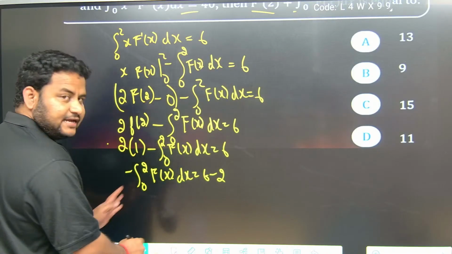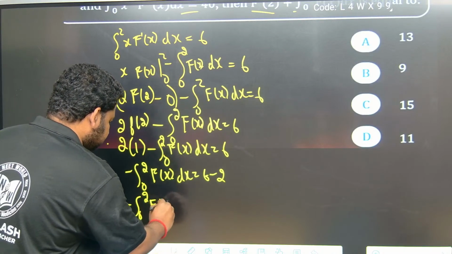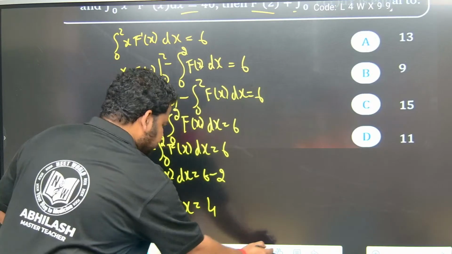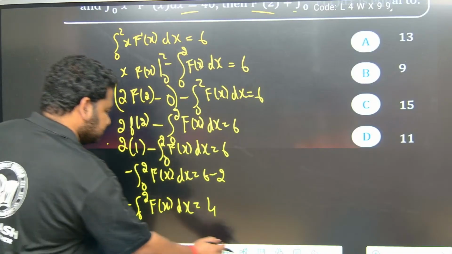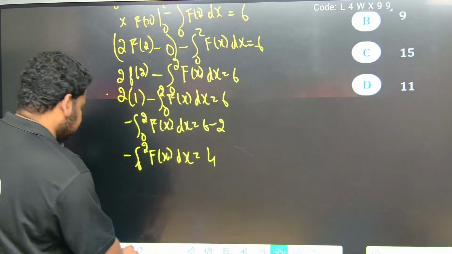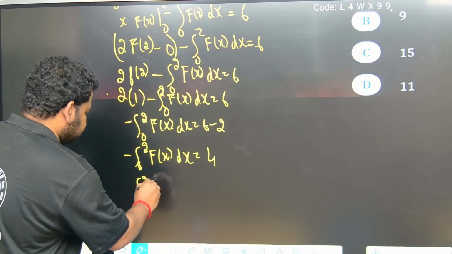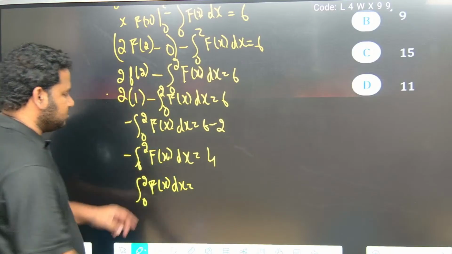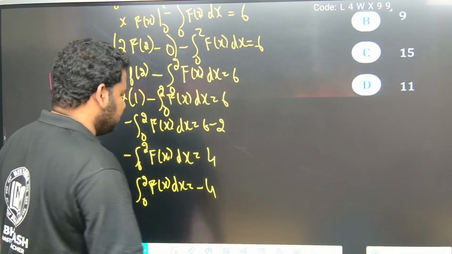So minus the integral from 0 to 2 of f of x dx is equal to 4. But here, the minus sign, if I send it to that side, the integral from 0 to 2 of f of x dx is equal to minus 4. This is what I will have.